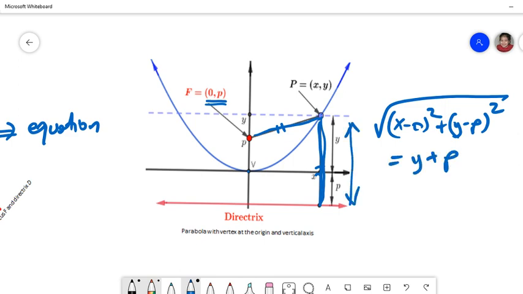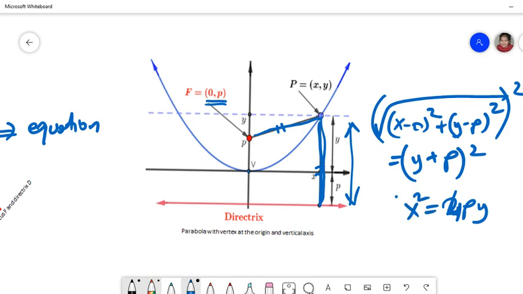And then after you do the calculation, and there will be several simplifications, you will get something like this: 4py will be equal to x squared. So such a parabola will have this equation.